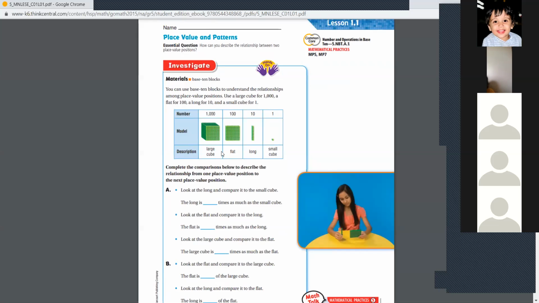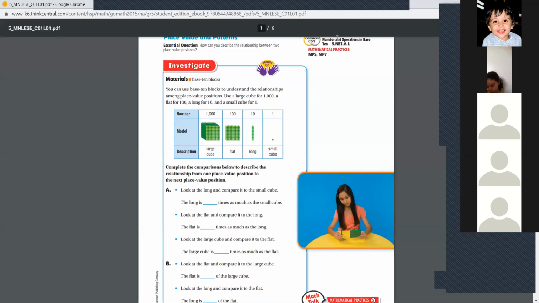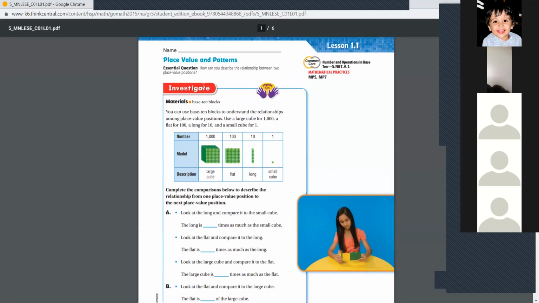You remember yesterday when I was explaining, I told you the ones place, how many are there? One cube. Miss, what do I write? Just write lesson 1.1, place value and pattern, page number 5. Write on the top. Same thing, girls. Write place value and pattern. Write lesson 1.1.